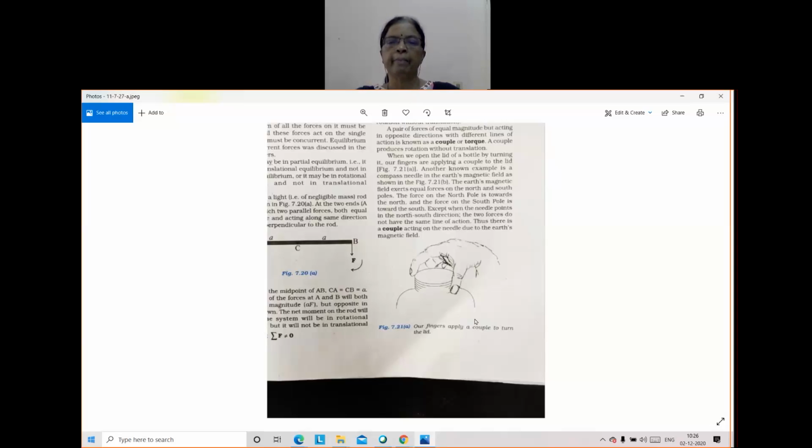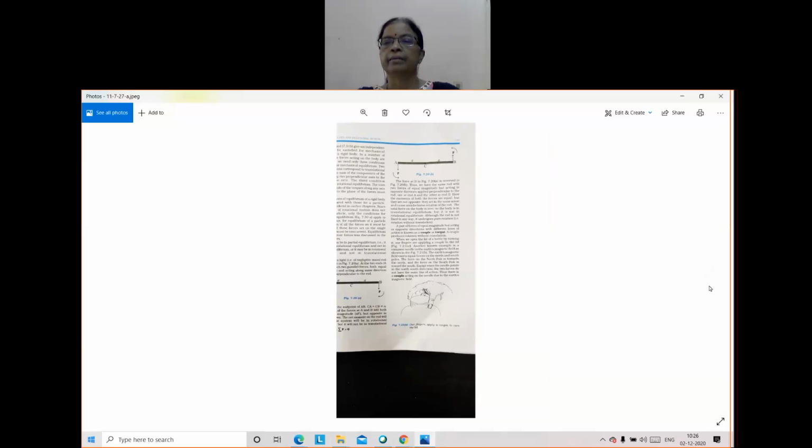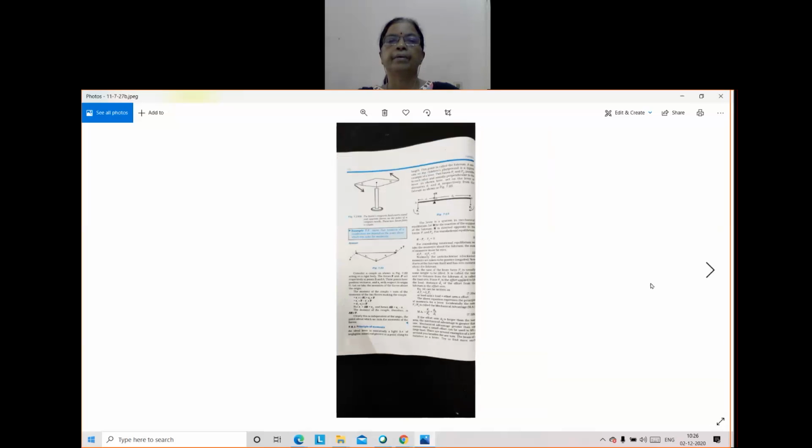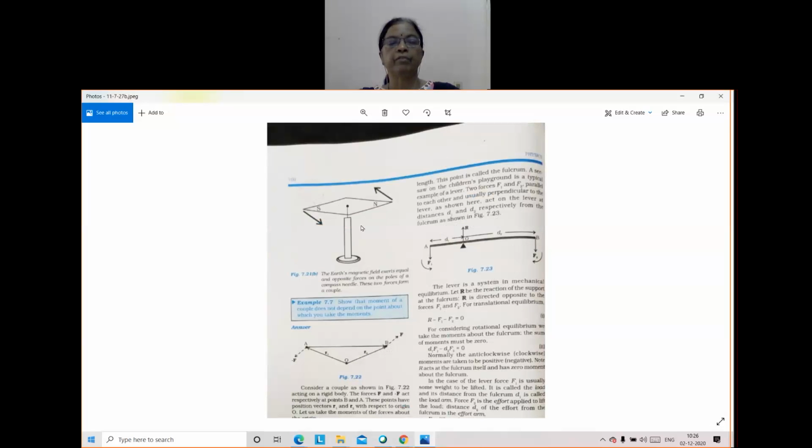Two unlike parallel forces acting on a system constitute a couple. A couple produces rotational motion without translation. Another example I'll show you in the textbook. You can see another example. This is another example for couple.